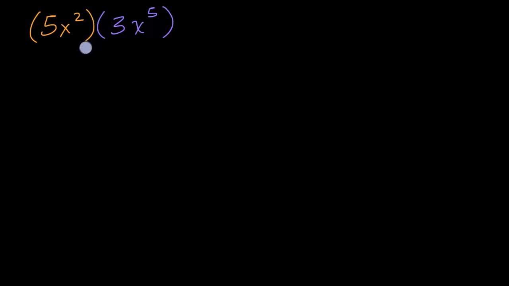And really, all we're going to do is use properties of multiplication and use properties of exponents to essentially rewrite this expression. If we're just multiplying a bunch of things, it doesn't matter what order we multiply them in. So you could just view this as 5 times x squared times 3 times x to the fifth, or we could multiply our 5 and 3 first. So you could view this as 5 times 3 times x squared times x to the fifth.